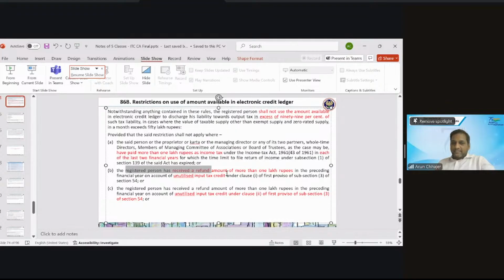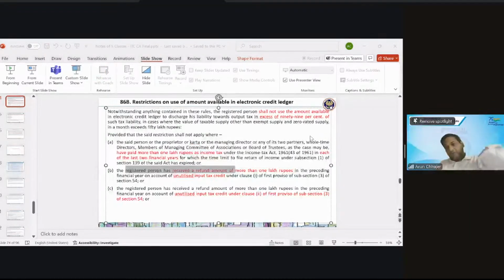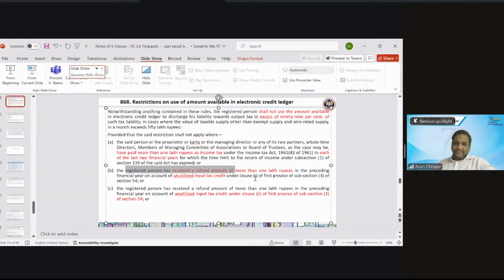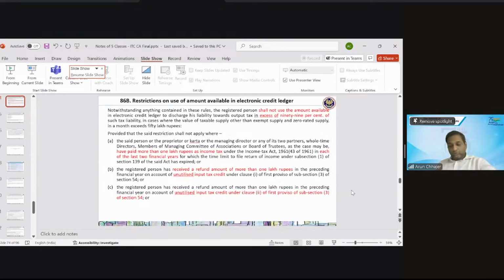If the registered person has received a refund of more than 1 lakh in the preceding financial year on account of unutilized ITC. So when you go to the refund, you will understand that for taking the refund of ITC, there are two clauses, clause 1 and clause 2. Clause 1 is basically for exporters, zero rated supply. Clause 2 is for inverted duty structures. If more than 1 lakh rupees has been taken as a refund, then no issue.